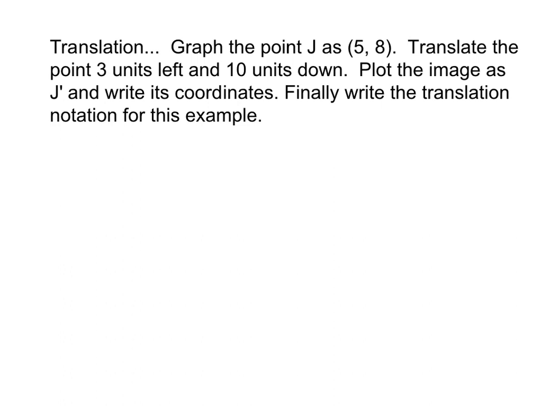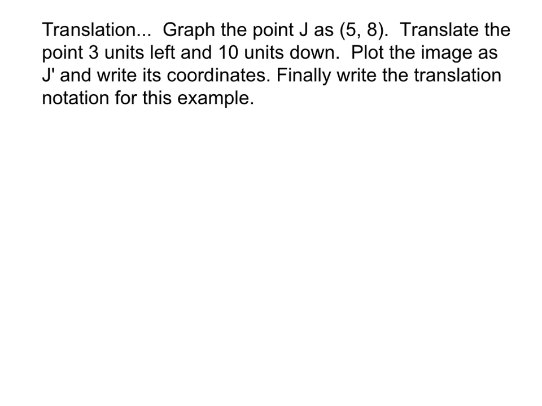So our fourth and final transformation is a translation. We are going to graph the point J at (5, 8). We are going to translate the point 3 units left and 10 units down. We're going to plot the image as J prime and write its coordinates. And finally, we will write the translation notation for this example.